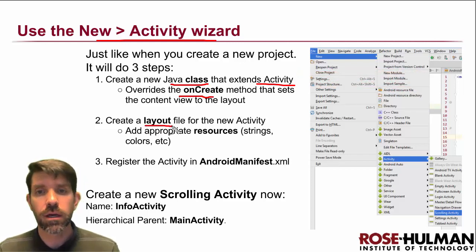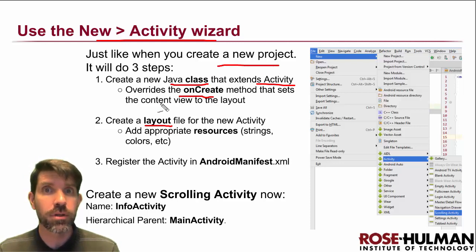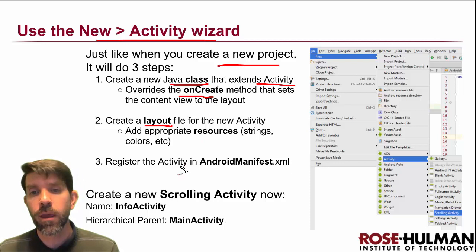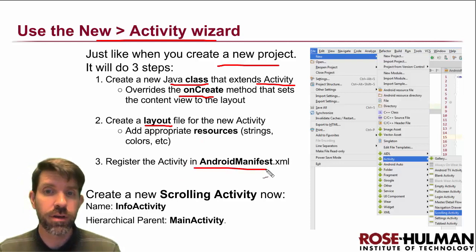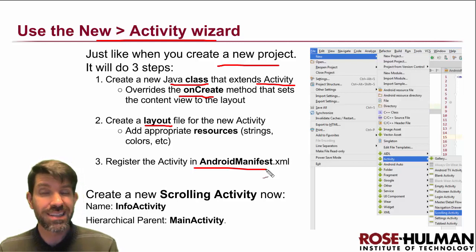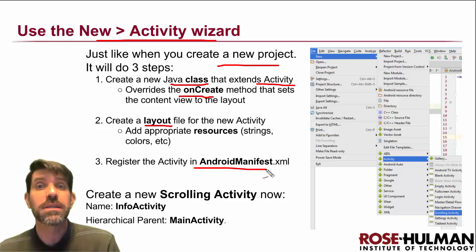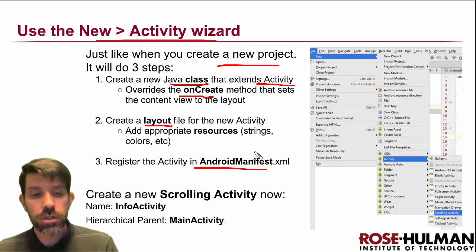Again, we've seen this whenever we make a new project, right? We're having these things happen because we usually choose an activity to start with. And then third, it's going to register it in the Android manifest. All right. So we've seen all this when we've made new projects, but now this is also going to work if we want to add an activity to an existing project.